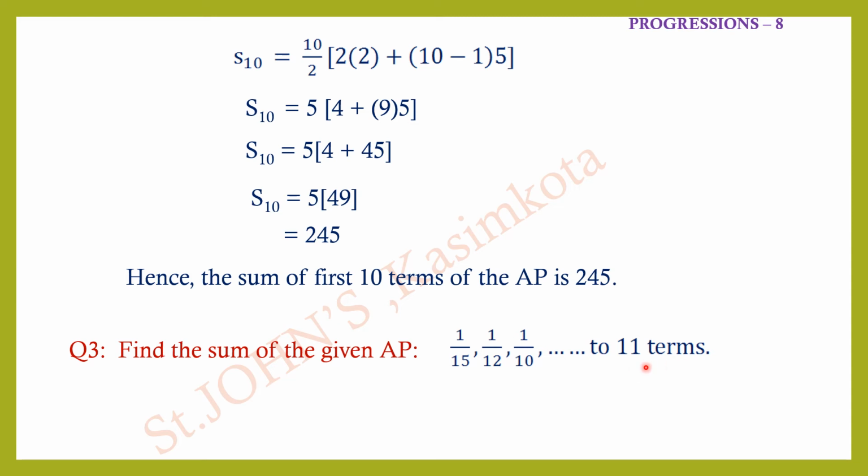Sum of 11 terms. So what is the reasoning? We have to apply the sum of n terms, the sum of the first n terms of an arithmetic progression: Sn equals n by 2 into 2a plus (n minus 1) into d. That is the reasoning part.